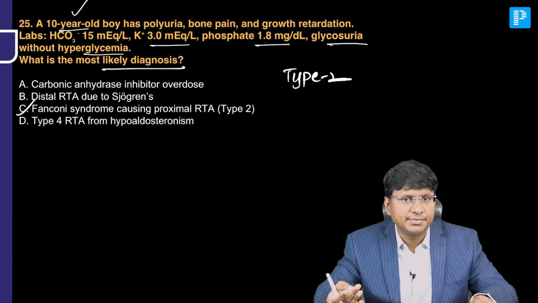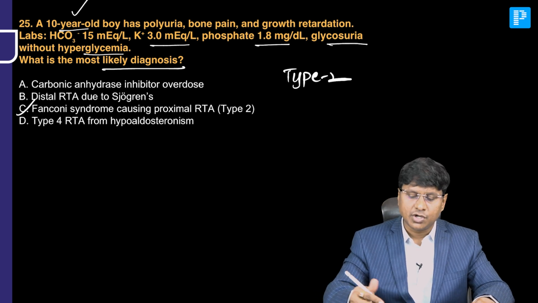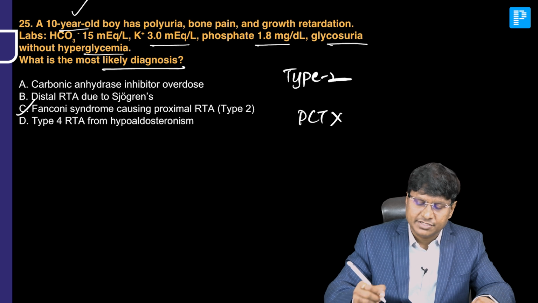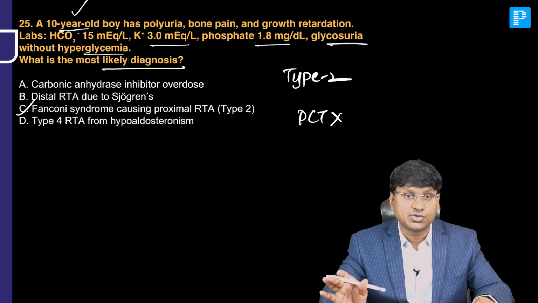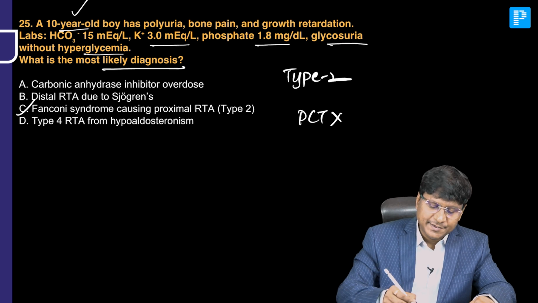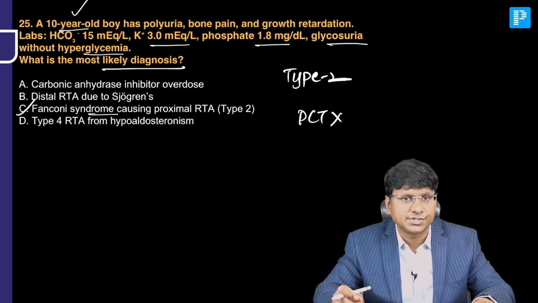Bicarbonate is not reabsorbed, so the bicarbonate levels are reduced. And the next important point is that phosphate is not reabsorbed and glucose is also not reabsorbed at the level of PCT because the problem is at the level of PCT. That is the reason why phosphate is low and glycosuria is also there in this individual. So this picture is suggestive of the Fanconi syndrome causing proximal renal tubular acidosis.